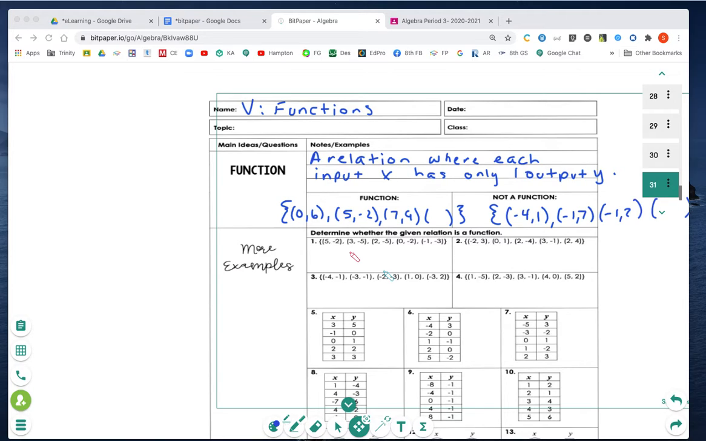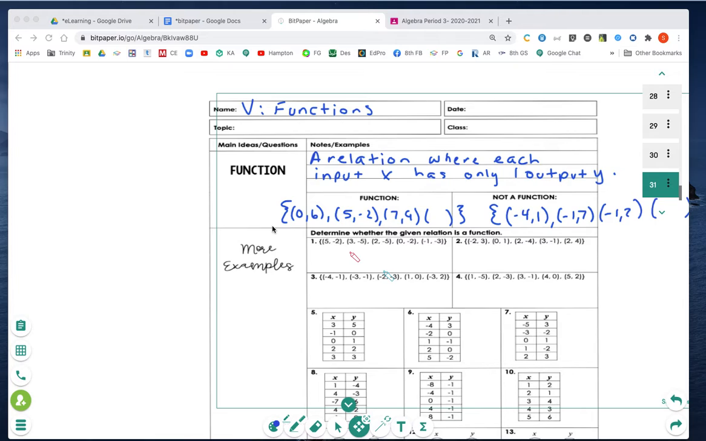Functions. Functions are relations that have x's with only one y, or inputs that have only one output. So a relation is simply a set of ordered pairs, and each x, which we call our input number, has only one y, which is called our output number. So our example here for the first one is a function.